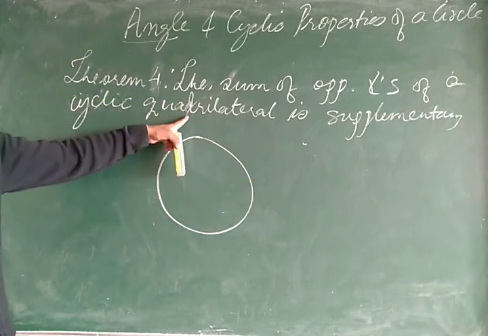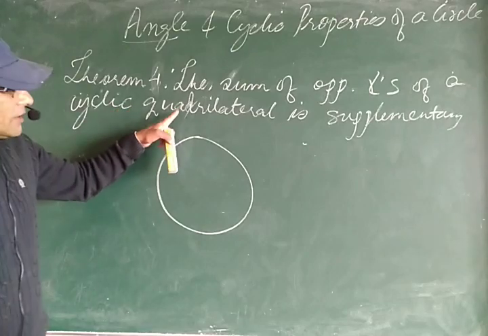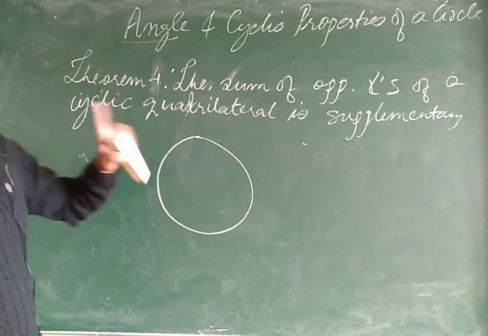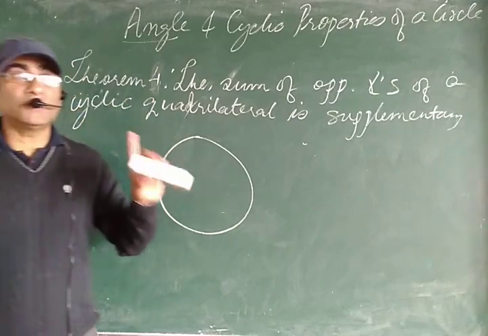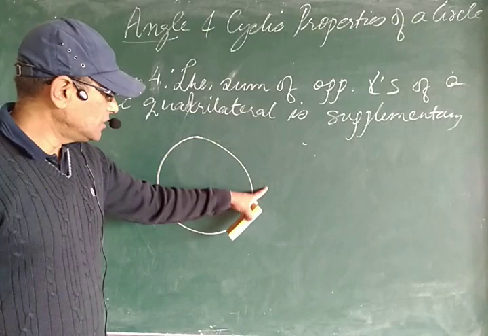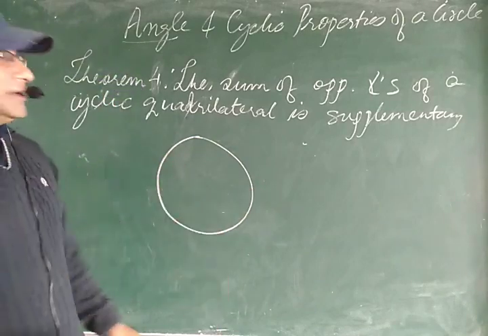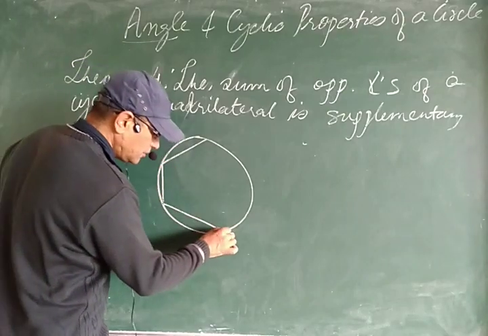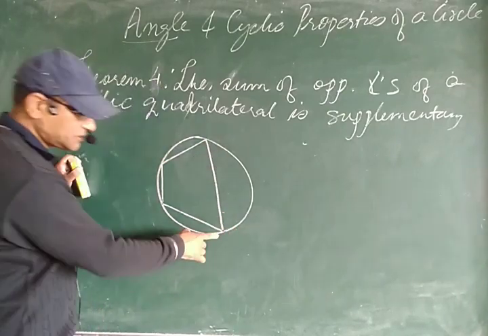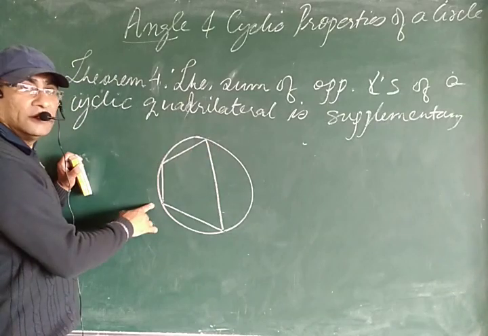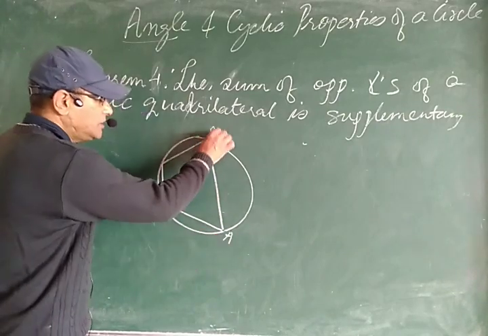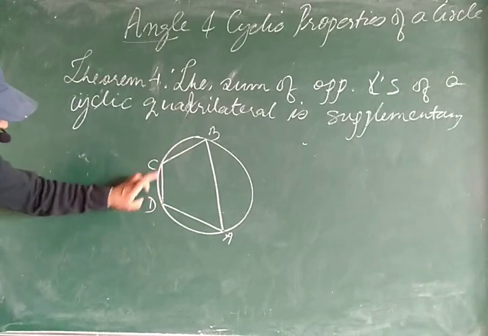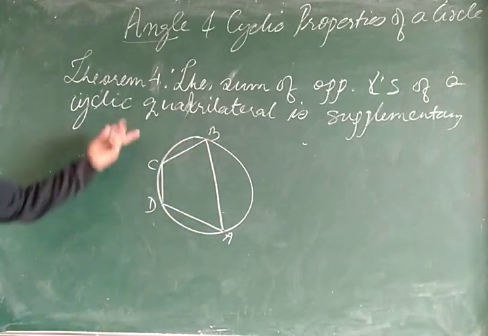Let's understand what a cyclic quadrilateral is. Quadrilateral means a four-sided figure. In order to be a cyclic quadrilateral, the 4 points or the 4 vertices of that quadrilateral have to touch the circumference. Then it becomes a cyclic quadrilateral. So let us suppose I draw a quadrilateral, the vertices of which touch the circumference. Let us suppose A, B, C, D. This becomes a cyclic quadrilateral because all the 4 vertices touch the circumference.